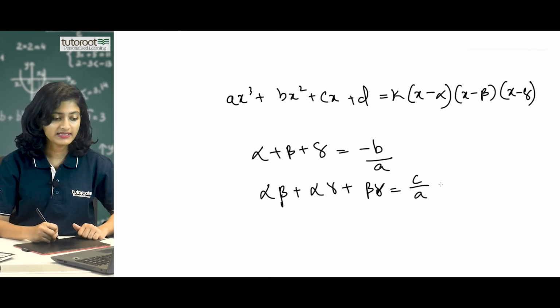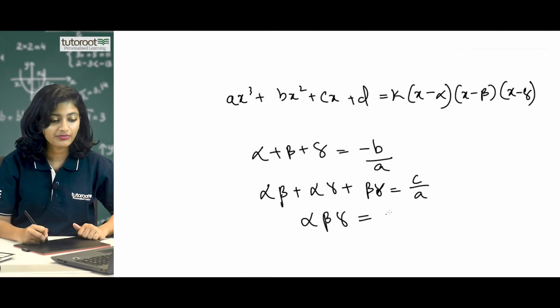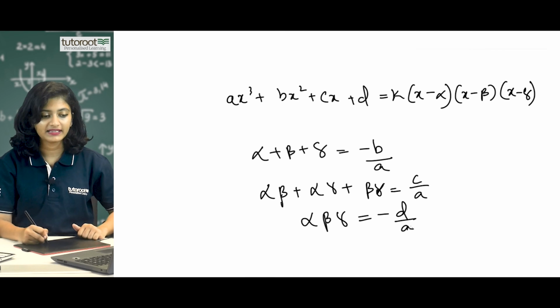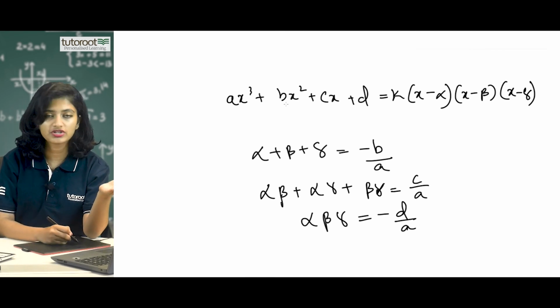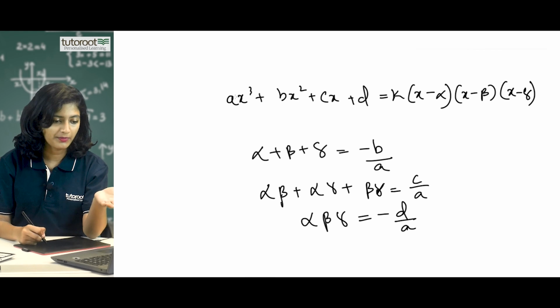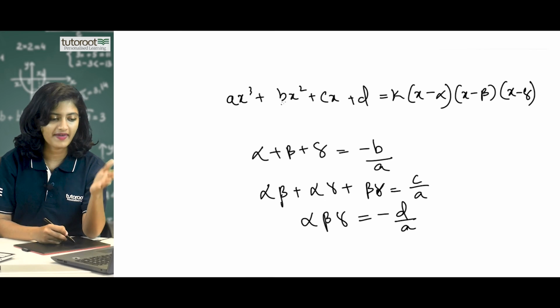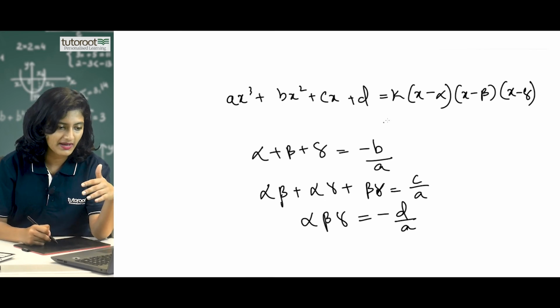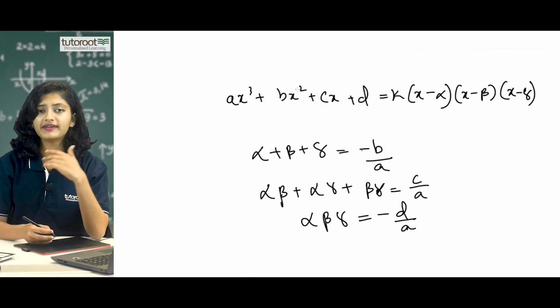And then now let's multiply this. So the product of the roots would be alpha into beta into gamma and that would be minus d by a. And d here is your constant term and a is nothing but the coefficient of x cube. Then in the second equation, c is nothing but coefficient of x and a is nothing but coefficient of x cube. Then the first equation, minus b by a, is minus of coefficient of x square by coefficient of x cube.